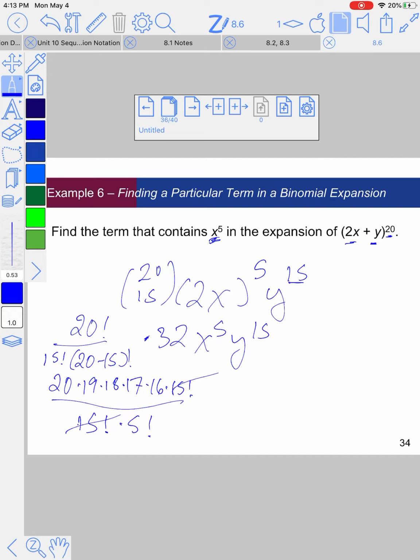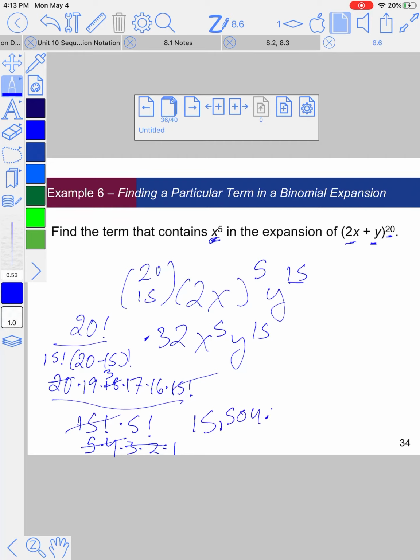So the 15 factorial goes away. 5 factorial is 5 times 4 times 3 times 2 times 1. 5 times 4 is 20. 3 times 2 is 6. 6 goes into 18, 3. So I really need to take 19 times 3 times 17 times 16.